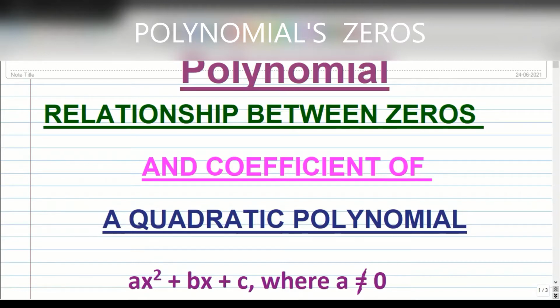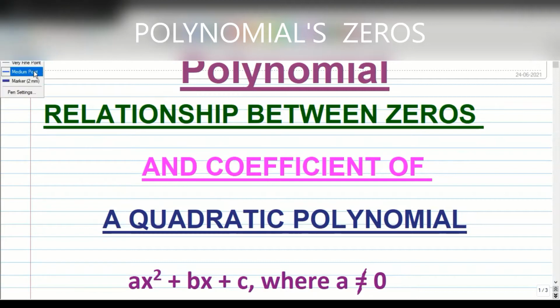In this session, we will discuss the basics of polynomials, which learners must possess. Today we discuss the relationship between zeros and coefficients of a quadratic polynomial.